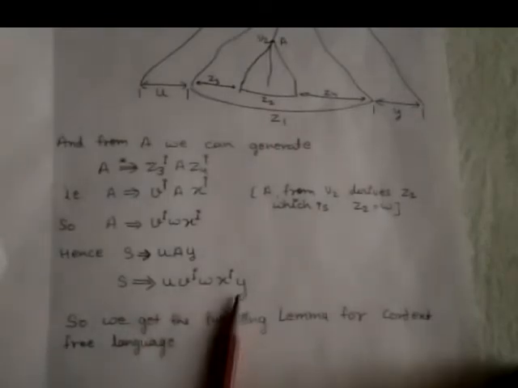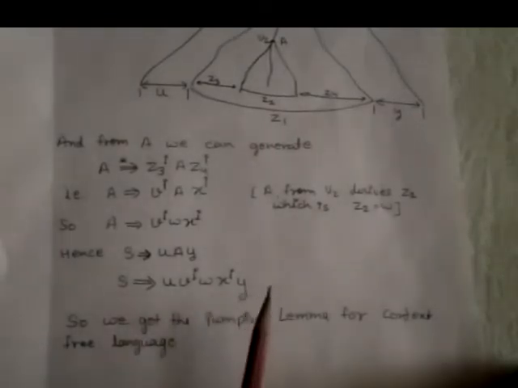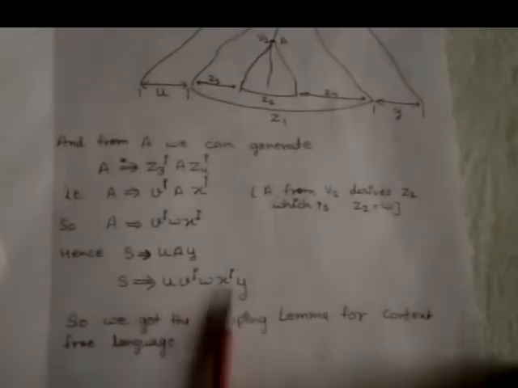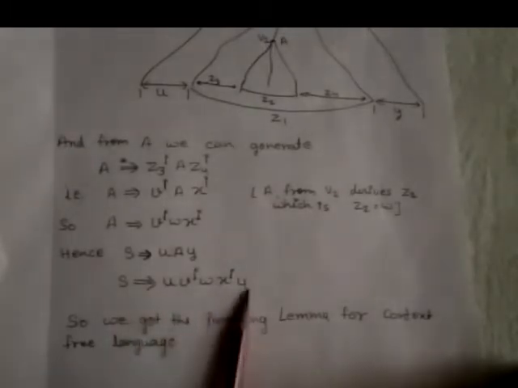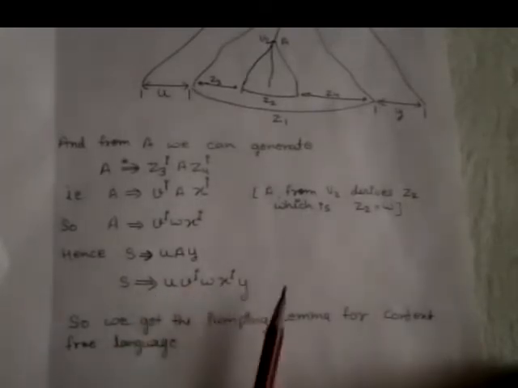Now, to prove whether some language is context-free or not, what will we do? We will subdivide the string in this format, U, V, W, X, Y, and then we will pump this portion V and X. After pumping, if the string belongs to the language, that means the language is context-free, otherwise the language is non-context-free.